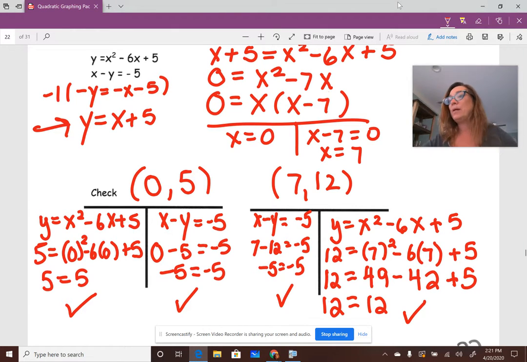The practice problems are optional. Optional is kind of a code word for extra credit. Okay? So maybe you want to do those. It's page 25, numbers 1 and 2, and page 26, 5 and 6. All right? Have a great day.